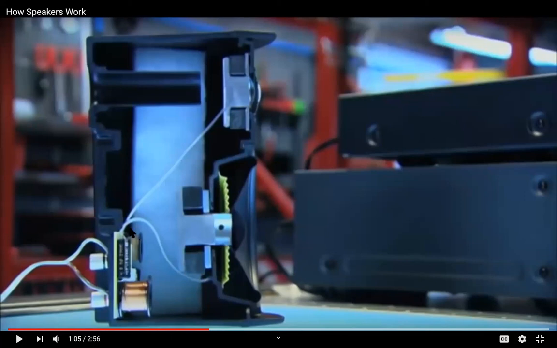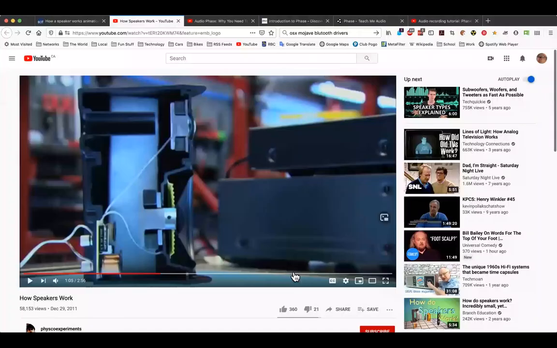A single individual driver wouldn't have a crossover. The wires from the system would be hooked directly into the speaker, right? This is what headphones have. They have a single driver usually, all right? So that's the whole nutshell of speakers. There's not a lot to it.